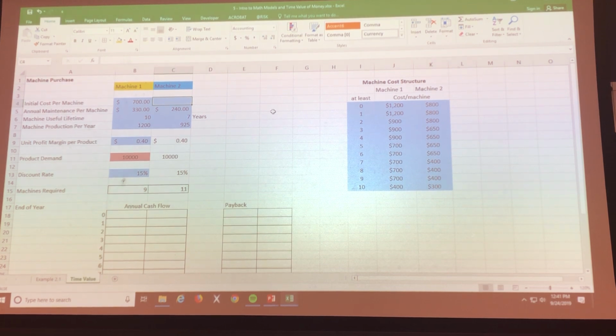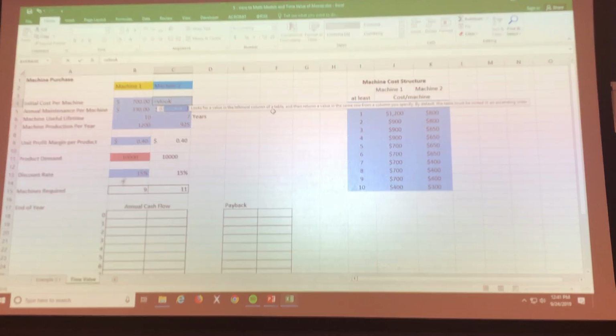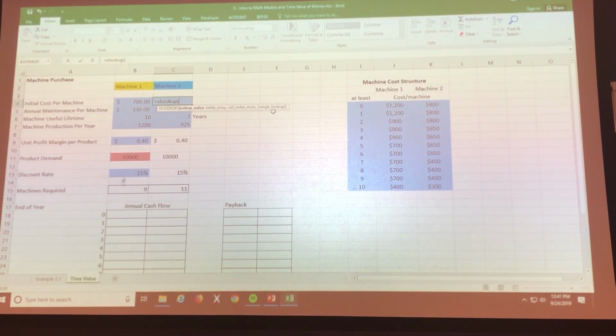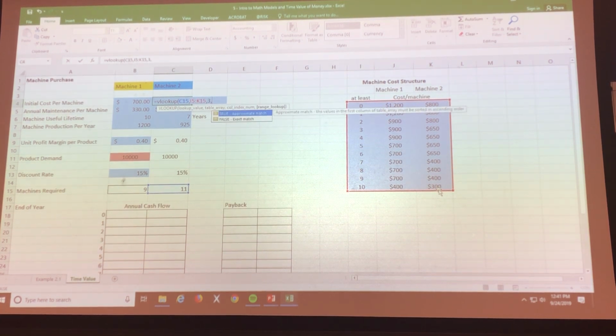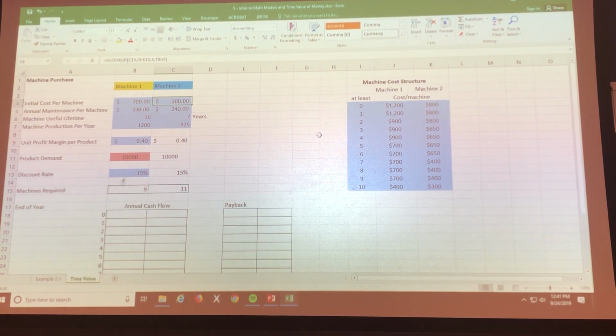For machine 2, I didn't even put in the references to be able to copy it, and there's one part of it that's different, so I'm just going to type the whole thing again. I am looking up machines required. I am looking that up in this table. And my answer is found in what column? Now it's found in the 3rd column. It is still true, and in fact, if you put false in right now, you'd get an NA because this already needs 11 machines, and 11's not on that list. So, $300.